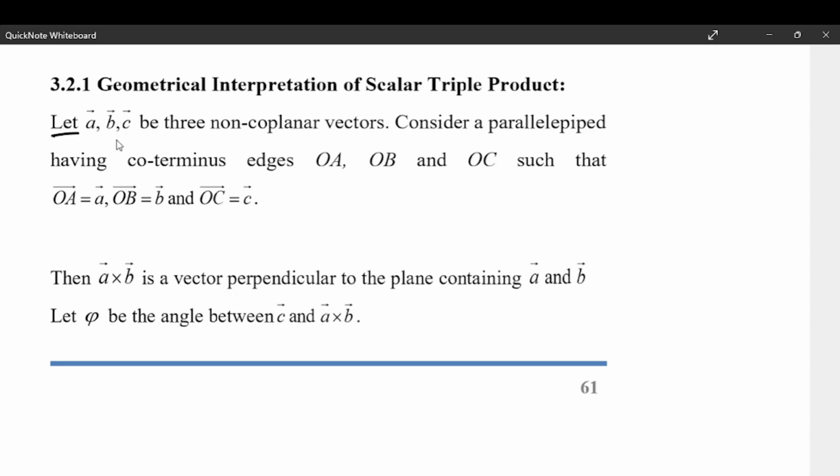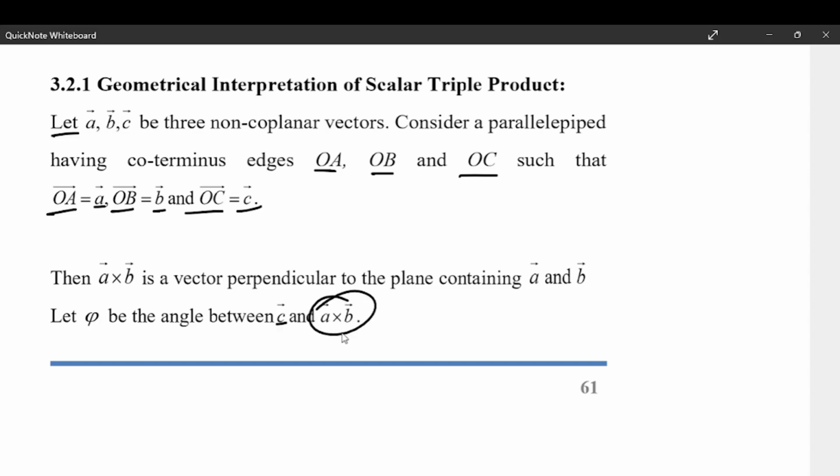In this case, we are saying that let vectors A, B, and C be three non-coplanar vectors. So consider a parallelepiped having coterminous edges OA, OB, and OC such that OA is small letter a, OB small letter b, and OC small letter c. We are saying that the cross product is a vector perpendicular to the plane containing A and B. And we will let phi be the angle between C and the cross product of A and B.